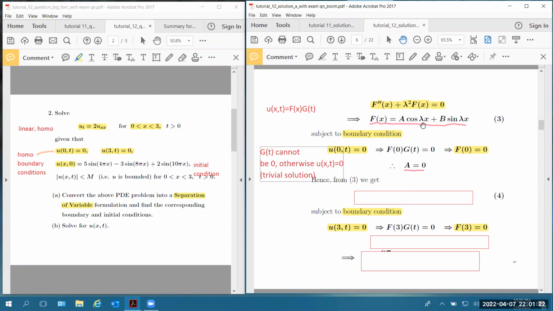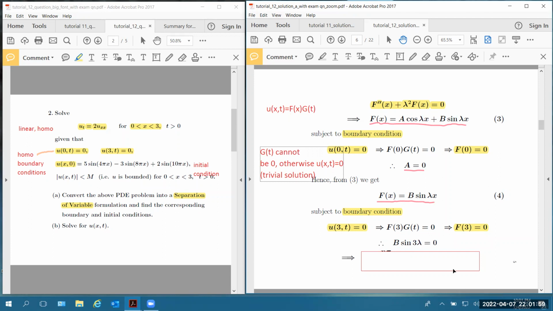Substitute your a inside, then you will just get this b term. Now you use your F(3) equal to 0. Put into your equation 4. So you substitute x as 3, and you get b sine 3 lambda equal to 0. Let me see what I put here. Yeah, so you will just get b sine 3 lambda equal to 0.